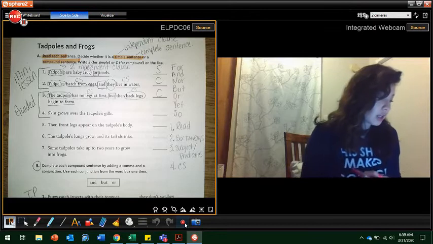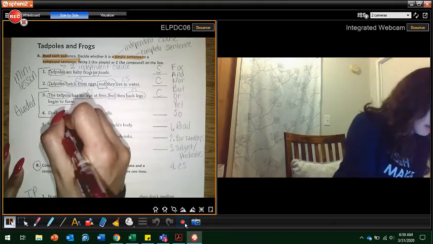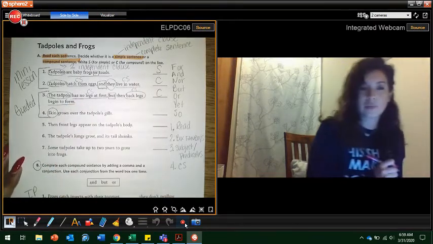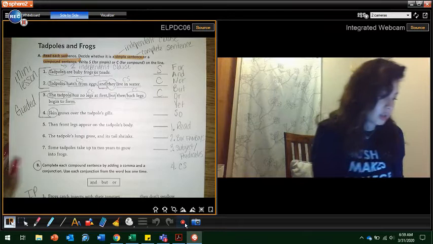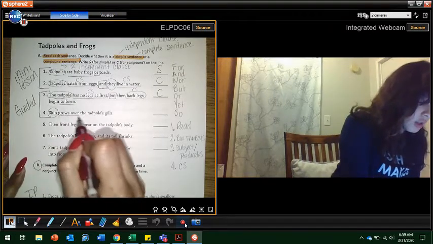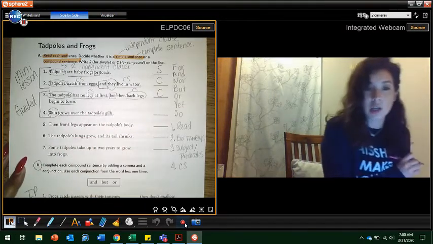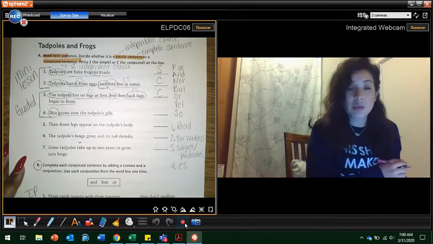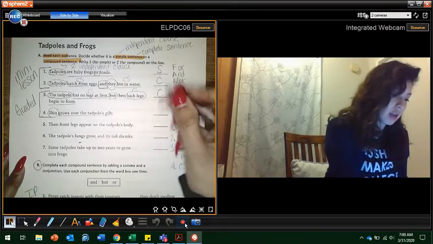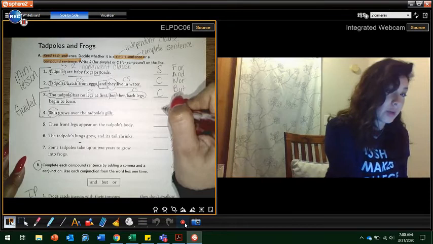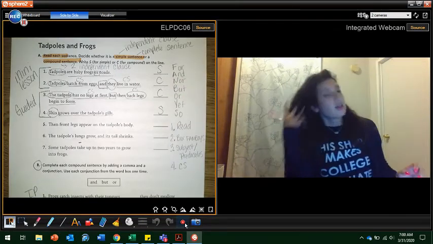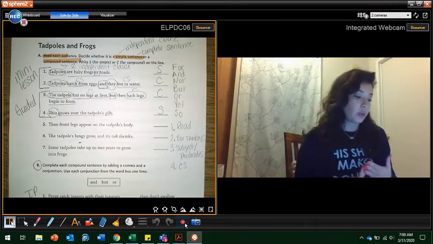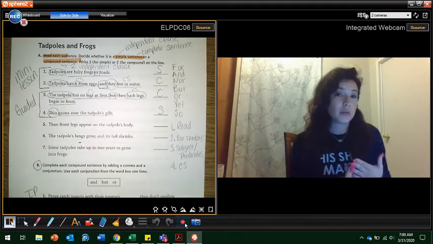What are they talking about? So when I look at it, I can see it's talking about skin. Okay, that's my subject. That's what this sentence is about. And then it's telling me what skin is doing. The skin is growing over the tadpole's gills. That's my predicate. I only have a subject and a predicate, so I have a, what is it? Yes, simple sentence.